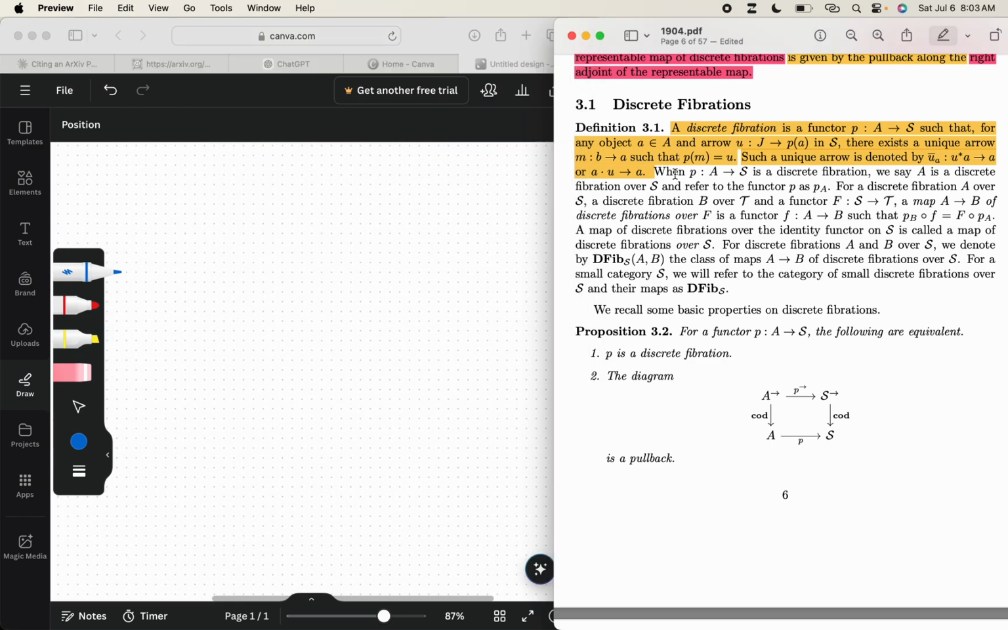When P, which is the discrete vibration, oh shoot, no, sorry, P is a functor. When it is a discrete vibration, we say that A is a discrete vibration over S, and refer to the functor P as P_A. Fair enough. I'll just highlight that because it's just a matter of terminology, and I'll probably need to remember that.